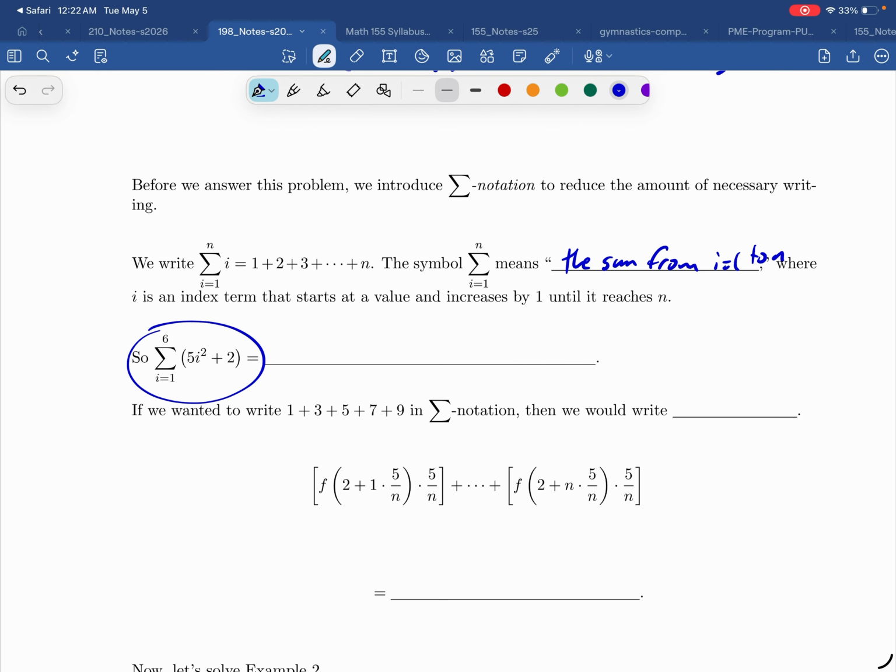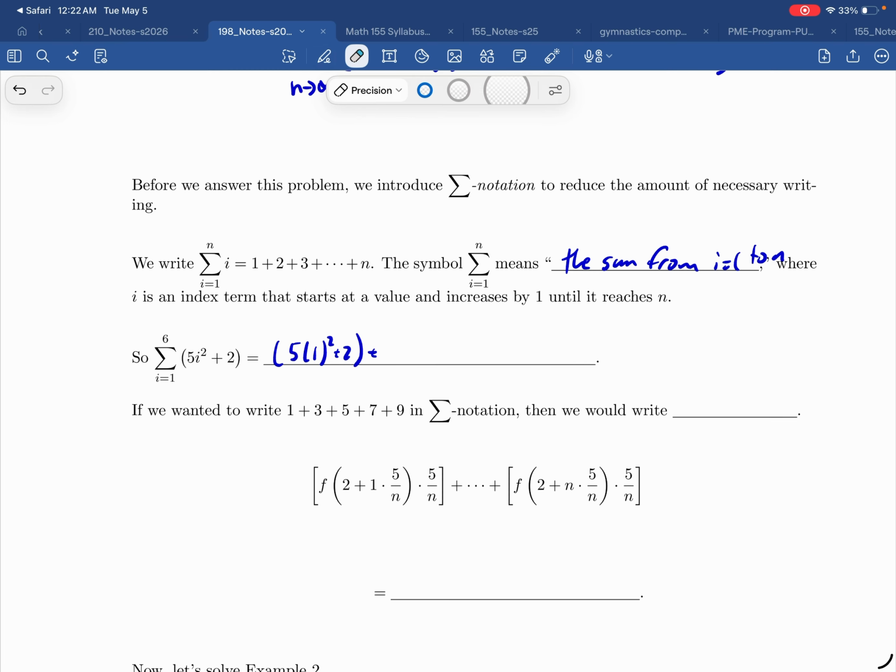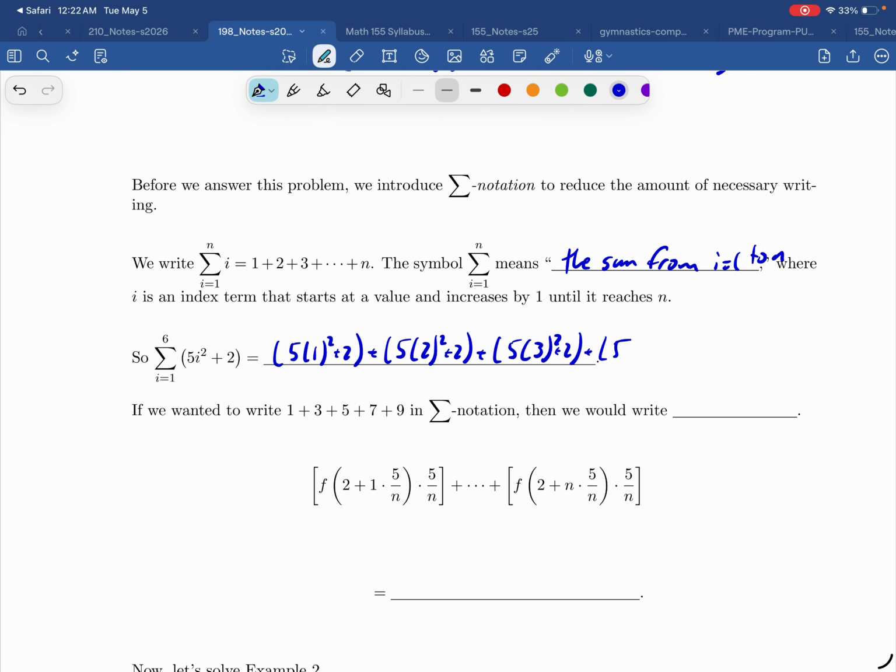So this term, for example, is going to equal 5 times 1 squared plus 2, plus 5 times 2 squared plus 2, plus 5 times 3 squared plus 2. I'll write it all out, plus 5 times 4 squared plus 2, plus 5 times 5 squared plus 2, plus 5 times 6 squared plus 2.